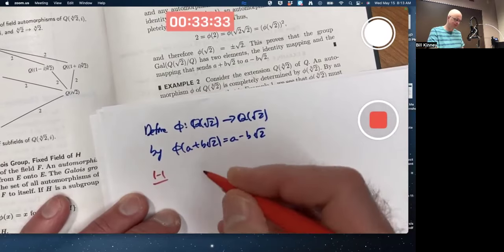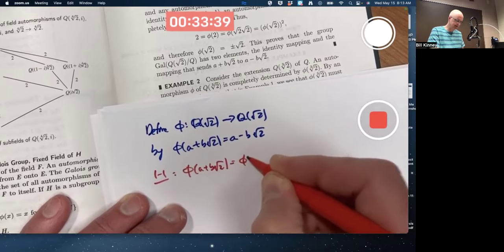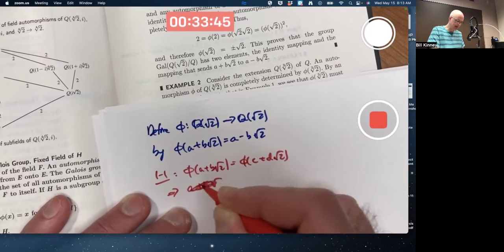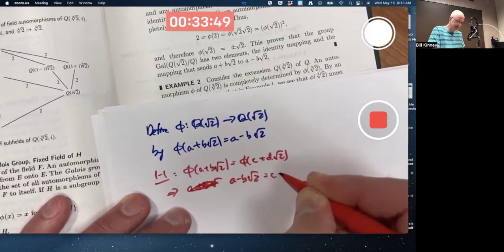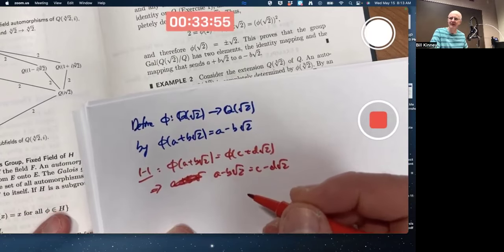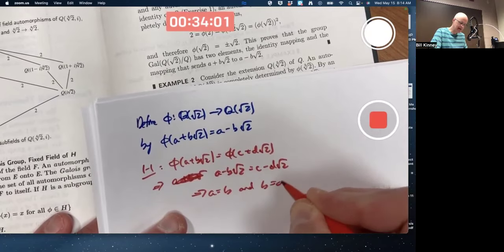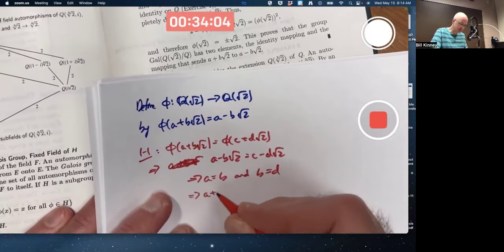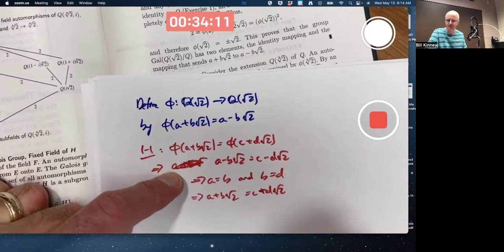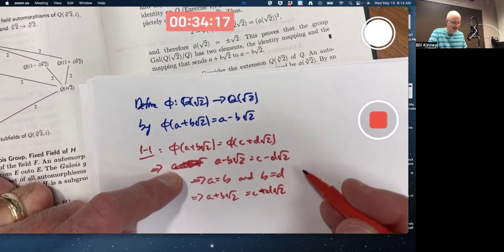One-to-one. Suppose phi of a plus b root 2 equals phi of c plus d root 2. That'll imply a minus b root 2 equals c minus d root 2. And yeah, the only way these can be equal is if a equals c and b equals d. So that a plus b root 2 equals c plus d root 2. Now, the only questionable implication here is that one. Does that really imply for sure that a equals c and b equals d? I mean, it seems reasonable. That technically takes proof too.